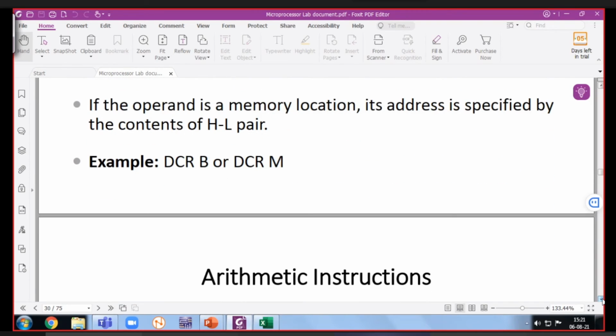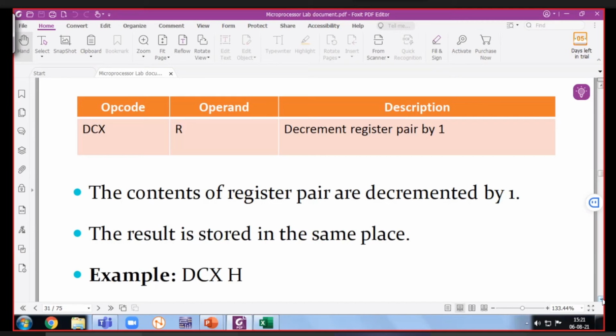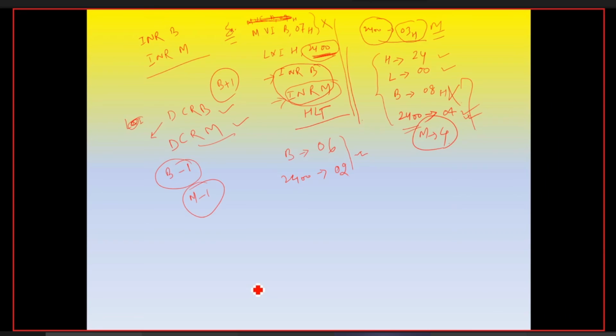Okay, then we have DCX. The content of register pair is decremented by 1. Now we will do an example. We have INX H. We have DCX H.